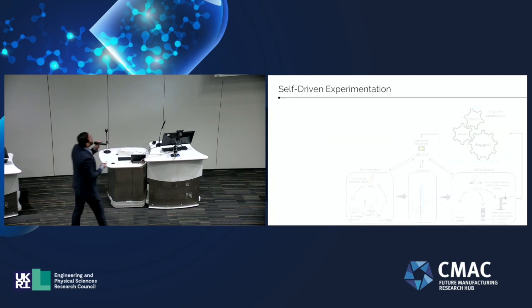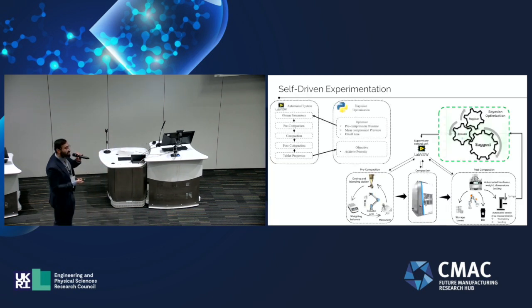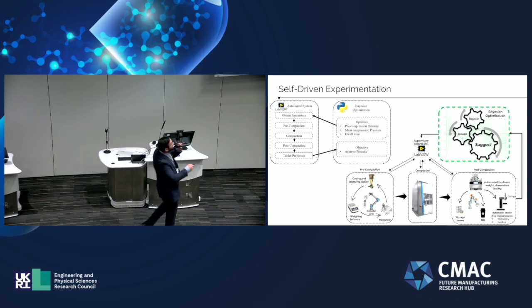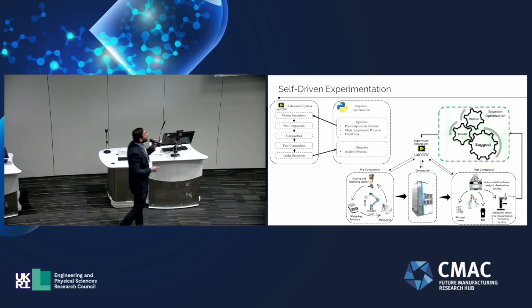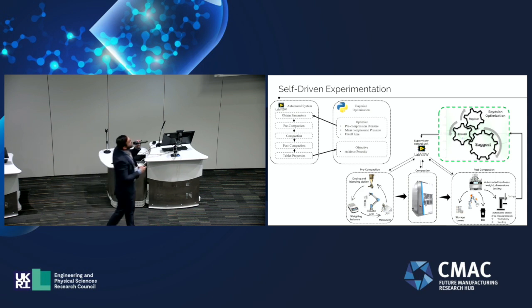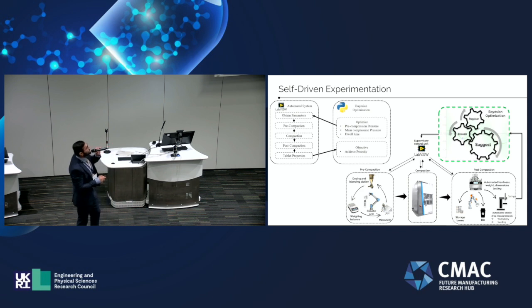The last bit is about the self-driven experimentation. Obviously we use the same automated system, but on top of that we have integrated a Bayesian optimizer. In this case, the objective is to achieve a specific value of porosity in the tablet. And the parameters we want to optimize are the pre-compression, main compression pressure, and the dwell time. So the system will iterate itself through different experiments to achieve that specific porosity.